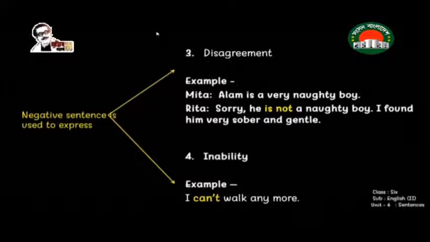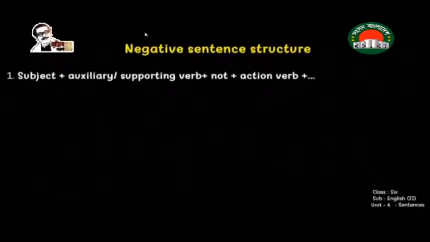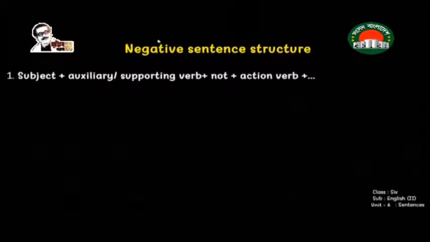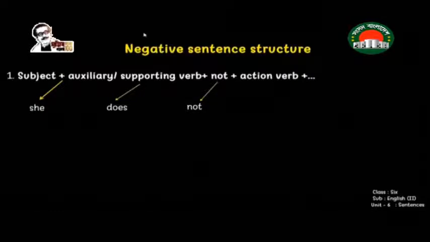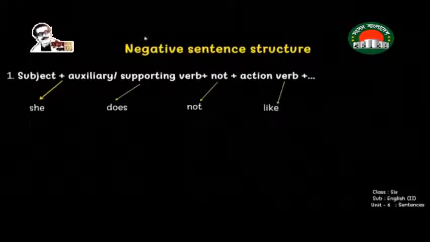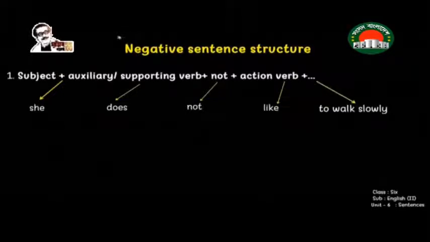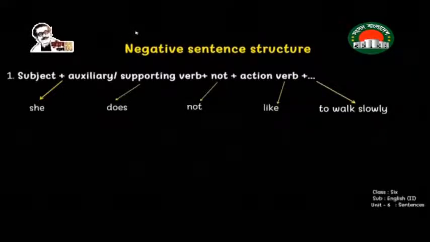Yes. Now we will see the structure. Structure 1: subject, auxiliary or supporting verb, then not, then action verb, and then other parts. So let's take a subject, she, then take an auxiliary verb, does, then we take not, then we take an action verb, like. So the sentence will be, she doesn't like to walk slowly. She doesn't like to walk slowly.